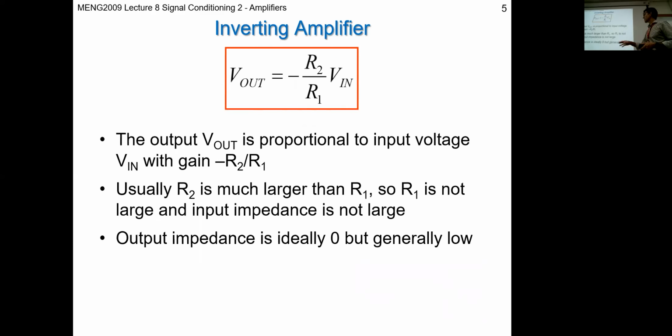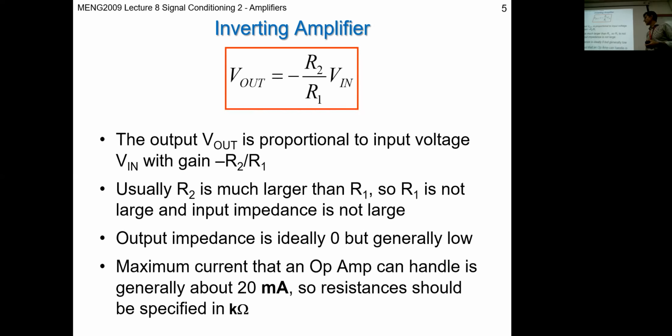Normally, R2 is much larger than R1 because you generally want a gain of more than 2. I was using 2 as a simple example, but you might want a gain of 100 or 1,000, something of that order of magnitude. That means you need a much bigger R2, the feedback resistor, than the input resistor. And so R1 is not large generally.